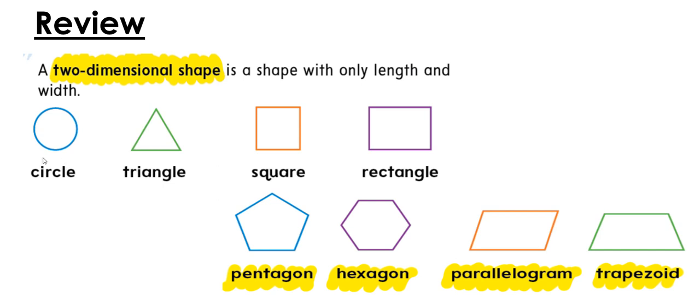Let's start again. Circle. Triangle. Square. Rectangle. Pentagon. Hexagon. Parallelogram. I'll say it twice. Parallelogram. And the last one is trapezoid. Trapezoid. We're going to study them in detail now.